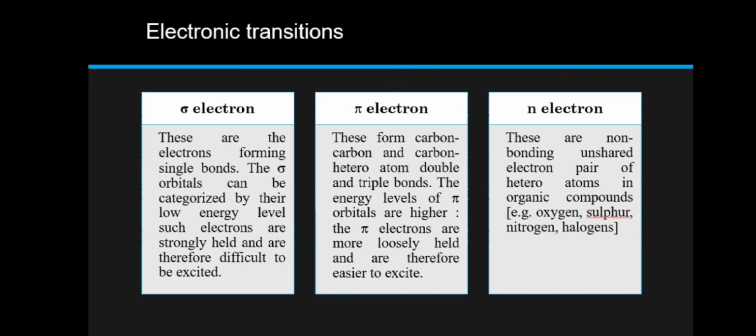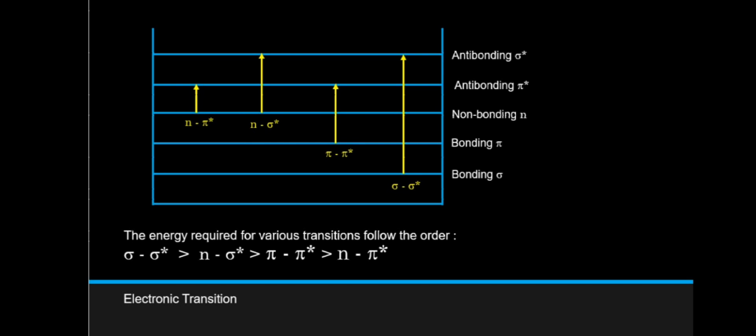First, sigma electrons. Sigma electrons are involved in saturated sigma bonds. These occupy the lowest energy molecular orbital, that is the sigma orbital or sigma bond. Second, pi electrons. These are the electrons involved in unsaturated hydrocarbons. And third are the n electrons. These electrons are involved in lone pairs or non-bonding orbitals. They also lie at a higher energy level. For example, nitrogen, oxygen, halogen. So further, we will discuss the electronic transitions.